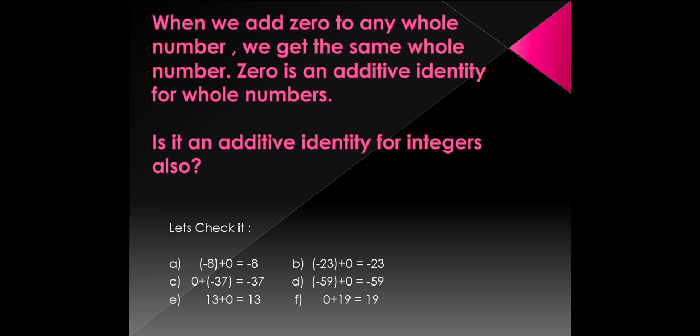Okay students, let's check it. If you see, there are 6 examples given. -8 + 0 is -8. -23 + 0 is -23. 0 + -37 is -37. -59 + 0 equals -59. 13 + 0 equals 13. 0 + -19 equals -19. So what we can see from these examples is, when we add 0 to an integer, we get the same integer.